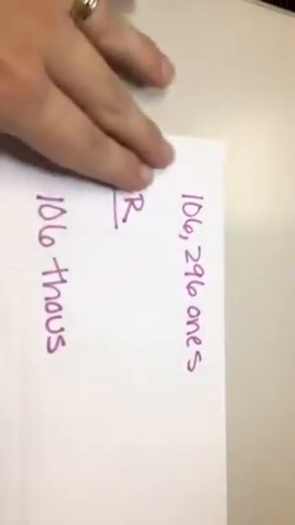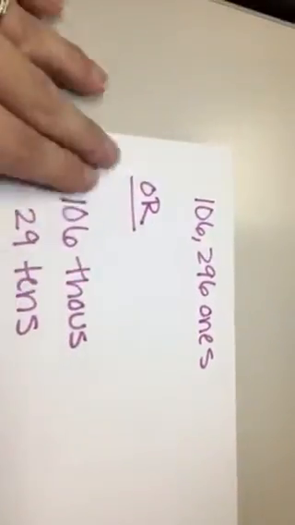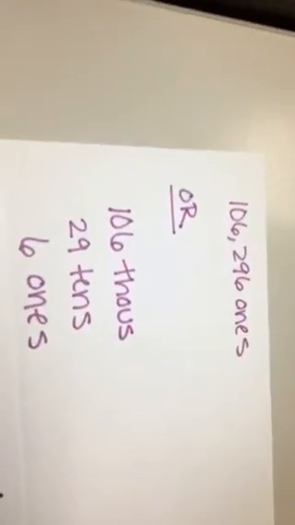This would be an example where you could use 106 of the thousands, and then you could have 29 tens and 6 ones. So it can get a little bit trickier.